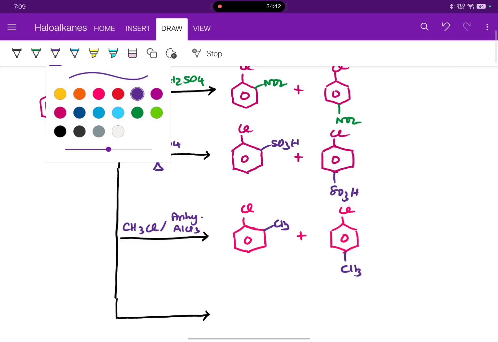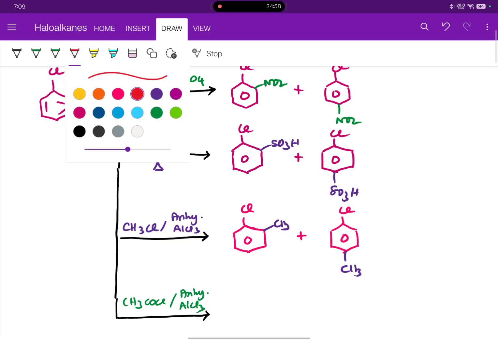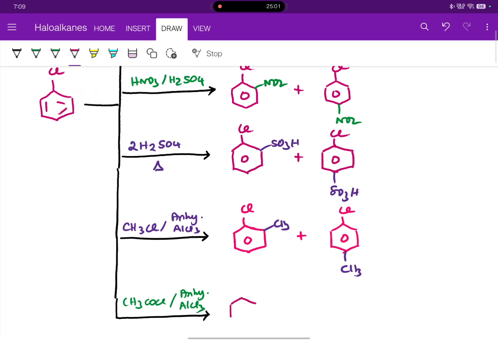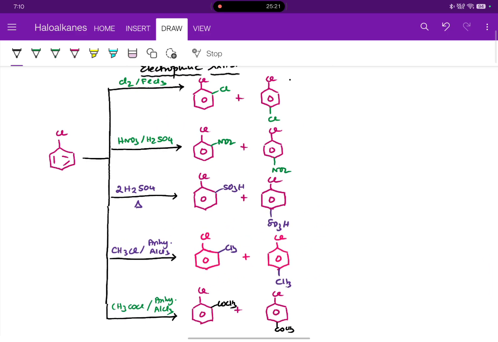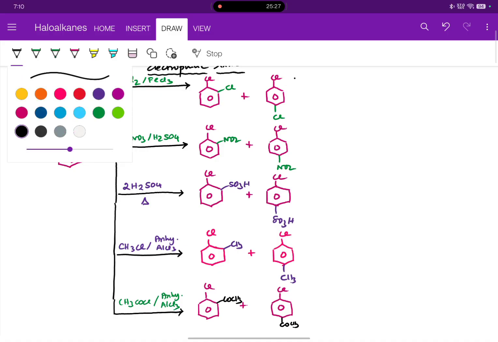So similar to that, you can also have CH3COCl, anhydrous AlCl3 once again, where you will have the same chlorobenzene. Either we will have COCH3 in the ortho position or COCH3 in the para position. So it can undergo all the 5 reactions. And the most important thing is which is major and which is minor.